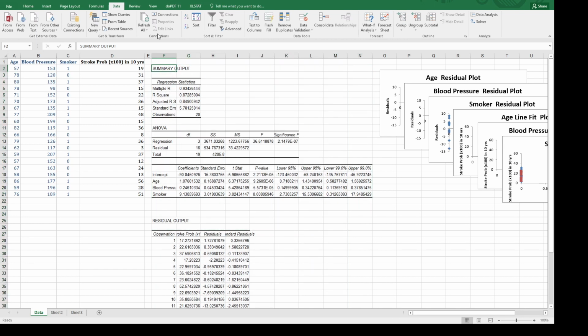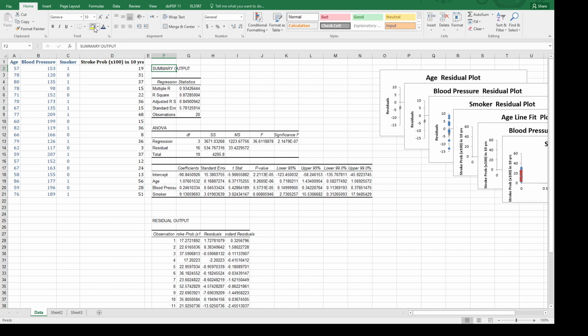Okay, so let's first deal with summary and then analysis of variance, ANOVA, and then finally residual outputs. Or maybe actually starting from coefficients, maybe that's even better. So we have the y-intercept, negative 90.84. We have b1, that is the parameter or coefficient or slope corresponding to age. We have b2, 0.246, corresponding to blood pressure, and b3, the slope or coefficient or parameter corresponding to smoker, that's x3.